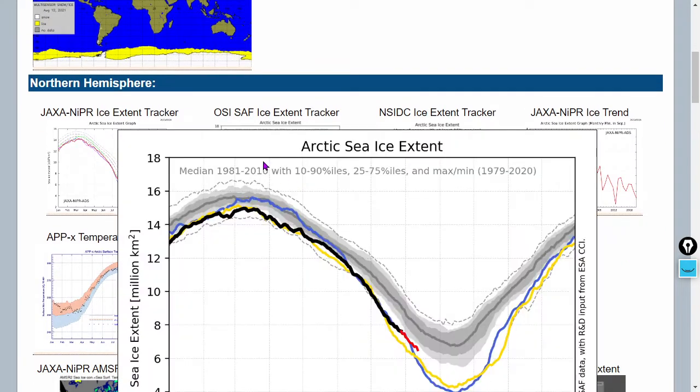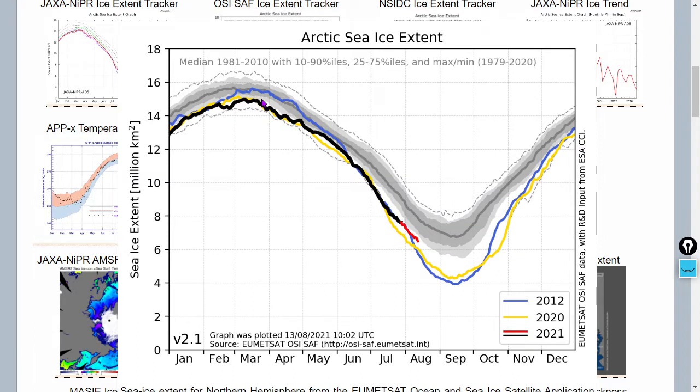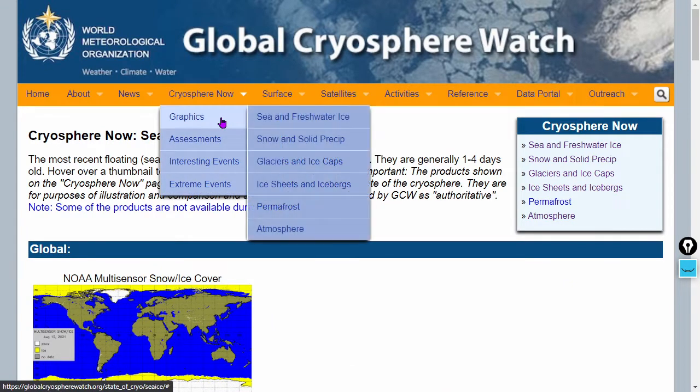Let's take a look at ice extent. And you can see the ice extent here is a little bit below the average, but it's still much higher than it was at this time of year in 2012 and 2020. More ice in the Arctic than last year at the time. If you want to look at this data yourself, just head to Global Cryosphere Watch. This is in the Graphics Sea and Freshwater Ice section.